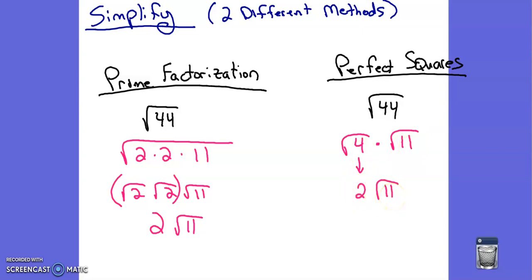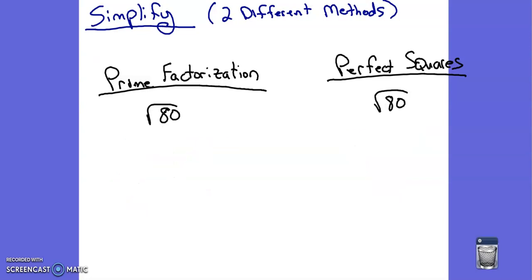I'm showing you 2 different methods. Choose whichever method you feel more comfortable with. But again, I would suggest you make sure you know prime factorization, because sometimes, even me, I can't think of the perfect square right off the bat, and then I have to revert back to prime factorization. So prime factorization is a good method to learn to make sure you know the basics, just in case you can't think of that perfect square sometimes.